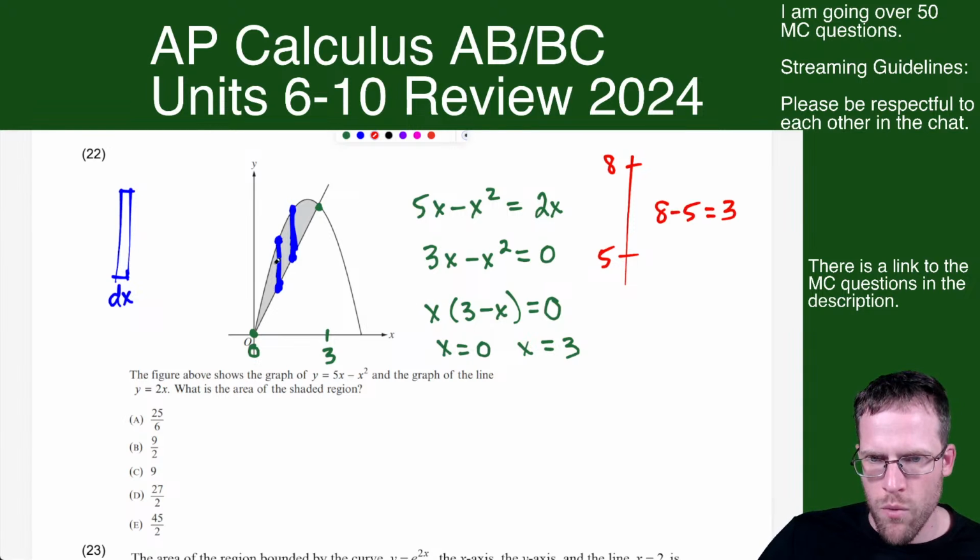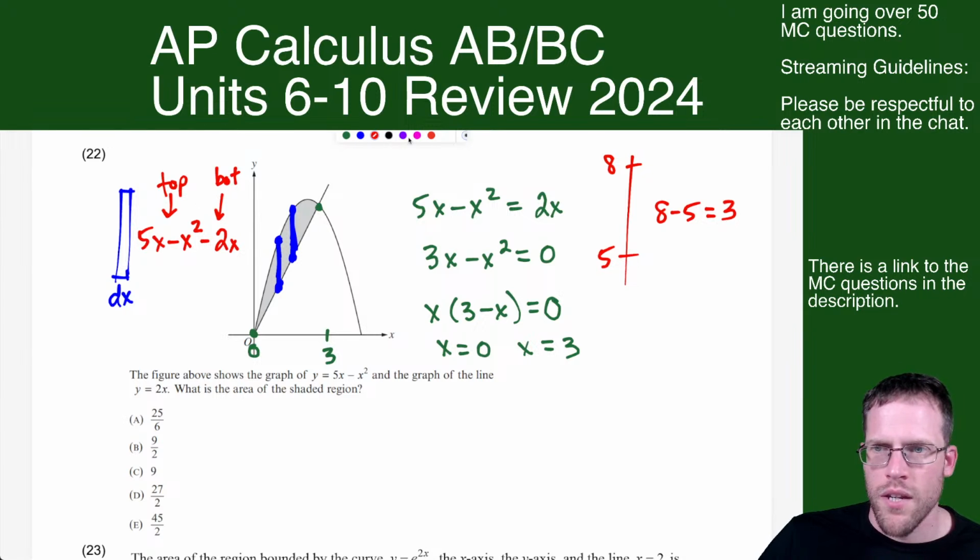So that's the concept I want to use here. The top function is the parabola, 5x minus x squared. And the bottom function is 2x, so I'm going to subtract 2x. I'm doing the top minus the bottom. Okay, so then this is going to simplify to 3x minus x squared.